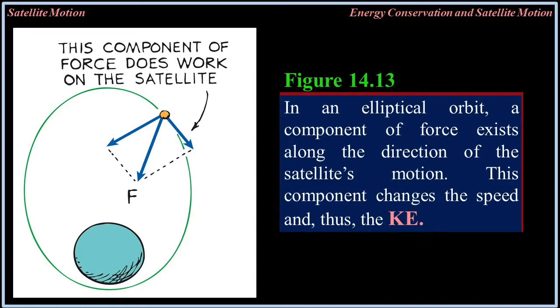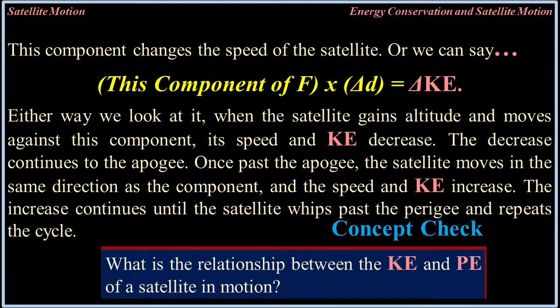Figure 14.13. In an elliptical orbit, a component of force exists along the direction of the satellite's motion. This component changes the speed and thus the kinetic energy. This component of force does work on the satellite. Study that very carefully. This component changes the speed of the satellite, or we can say this component of F times the change in distance equals the change in kinetic energy.